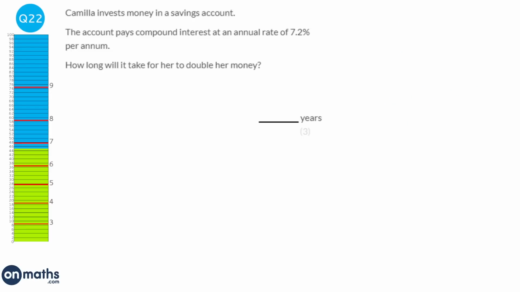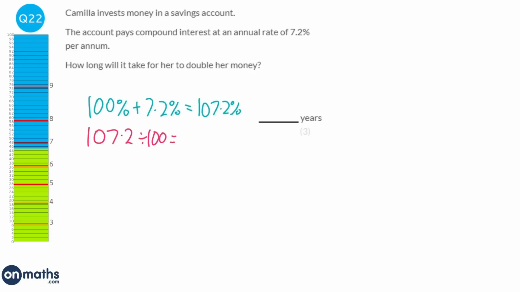We're first of all going to find the multiplier for this question. So we start off with 100%. It's a compound interest of 7.2%, so we're going to add 7.2% on, and that will give us 107.2%. Convert that to a decimal or a multiplier by dividing it by 100. That would be 1.072. So that's our multiplier there. Okay, so we know that every time we times something by 1.072, it's going to increase by 7.2%.